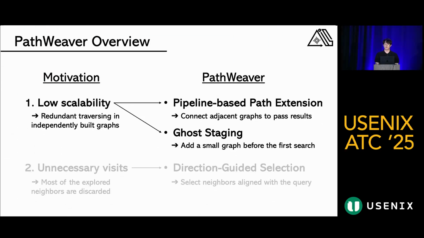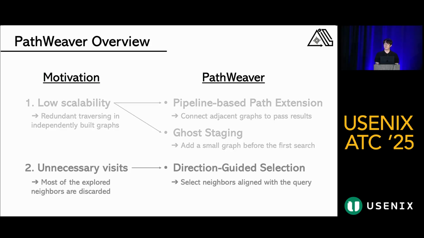Now let me summarize where we are. So far, we addressed the low scalability issue using 2 methods. Yet, redundant visits still dominate the search. So to address this, PathWeaver introduced direction-guided selection.